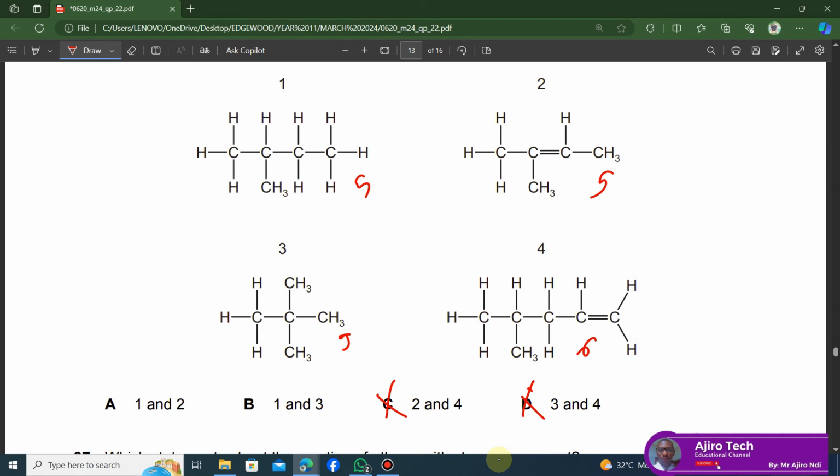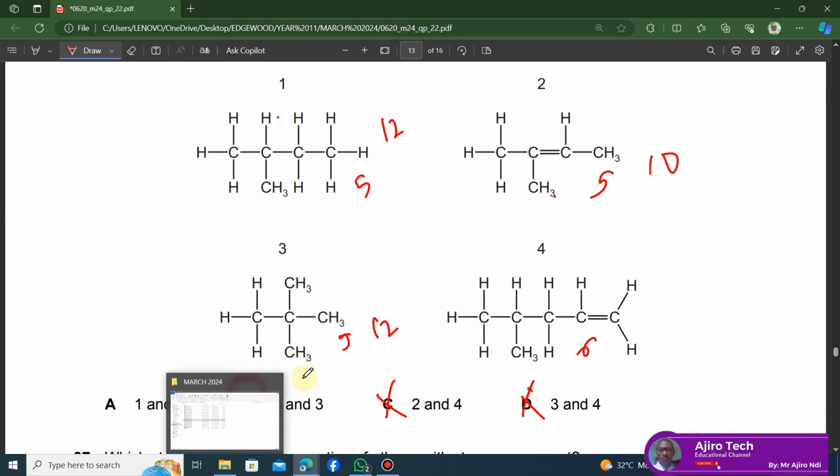Okay, save time. It's off because it contains more carbon atoms, so it can't be an isomer, because isomers should have the same number of atoms involved. So I'm left with 1 and 2, and 1 and 3. So let's count hydrogens. 12 hydrogens are here. In this case, 10 hydrogens are here. 12 hydrogens are here. So only 1 and 3 have the same number of carbon atoms and the same number of hydrogen atoms. And that's how to solve that question.